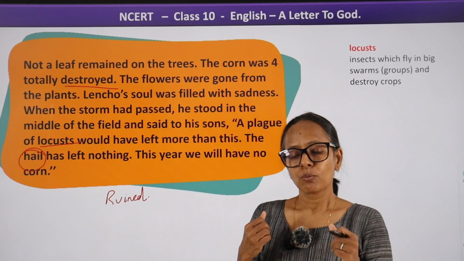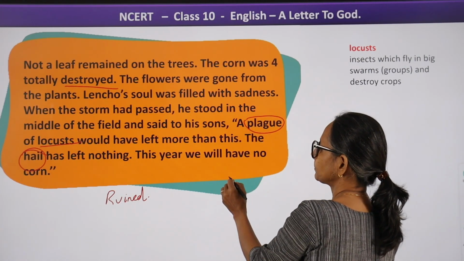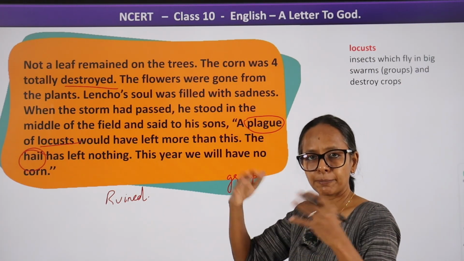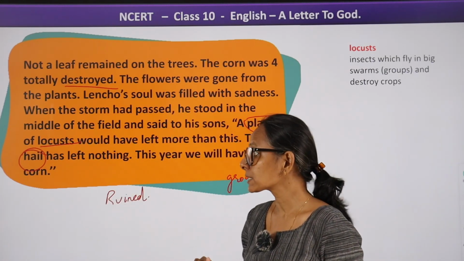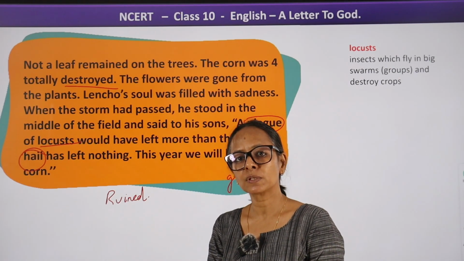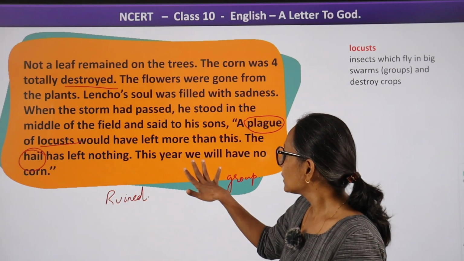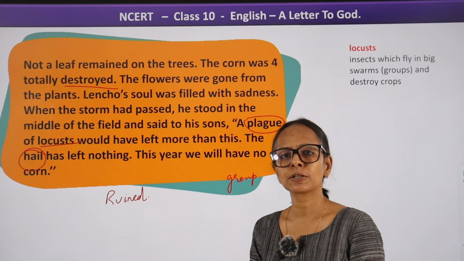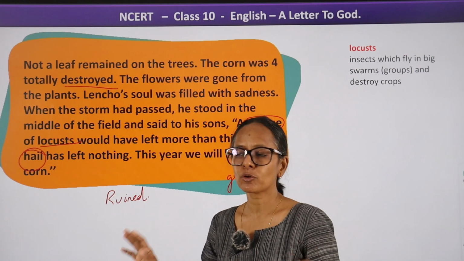A plague, in this context, means a group. Plague is also a disease that kills people in groups, but here a plague of locusts means a huge swarm of these insects. If they had attacked the field, some of it would have remained, but now this hail has completely destroyed it and left nothing. This year we will have no corn. He's really sad and dejected, and he's saying everything is gone and for this year we will have no more corn.